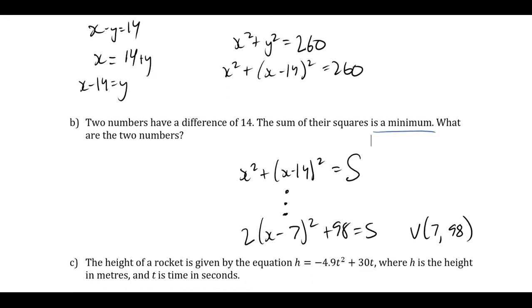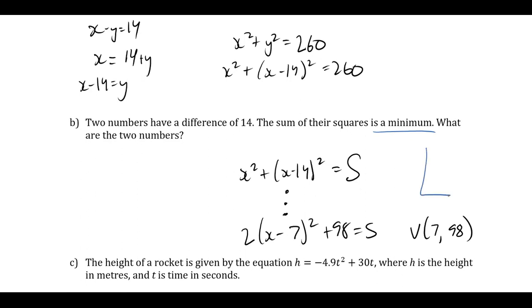In the case of B, notice what I've done. In fact, this part is the same in both of those questions, because it is the sum of the squares of two numbers that have a difference of 14. That's the similar part. What's different is in A, it says the sum of the squares is 260, and in B, it says the sum of the squares is a minimum. So I just use some variable. In this case, I chose S for sum of the squares, and I find the minimum value of S.